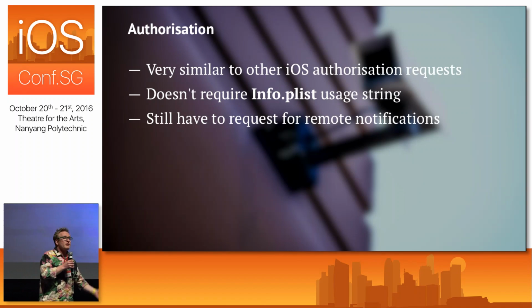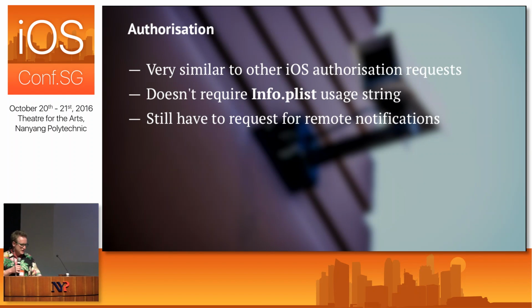And you still have to request for remote notifications. So you're requesting, when you use user notifications, for the ability to show something to somebody. Asking whether or not you're allowed to push notifications to them is still in exactly the same way as you used to do it on the application itself. And you get the response back through the application delegate.